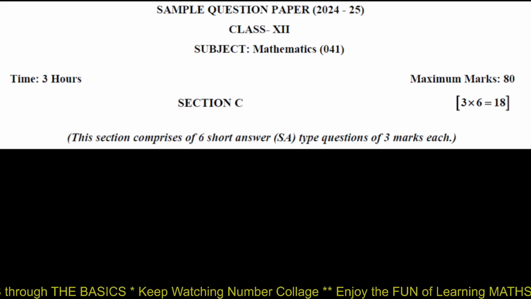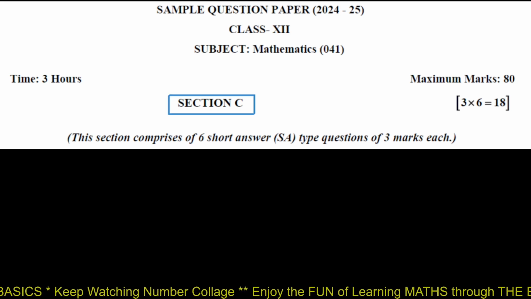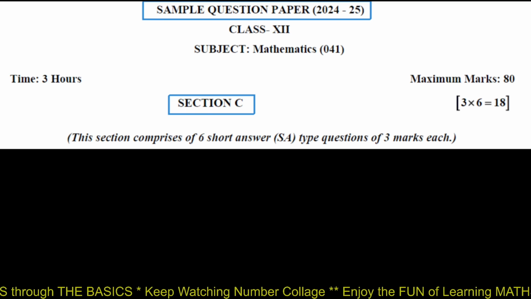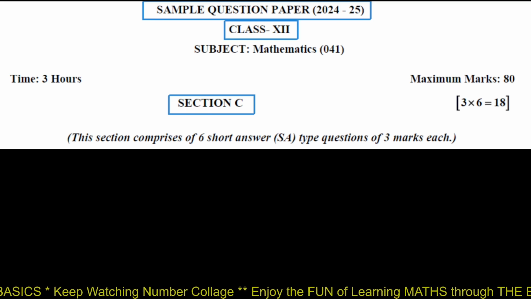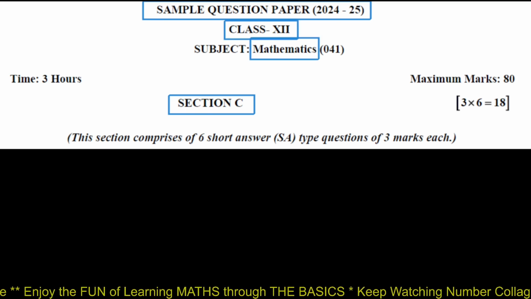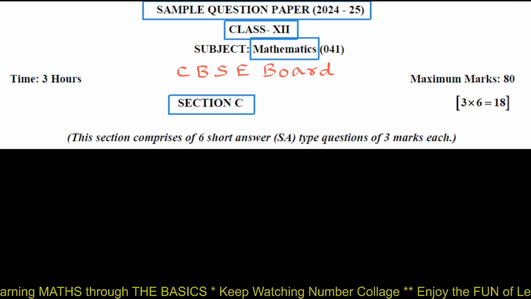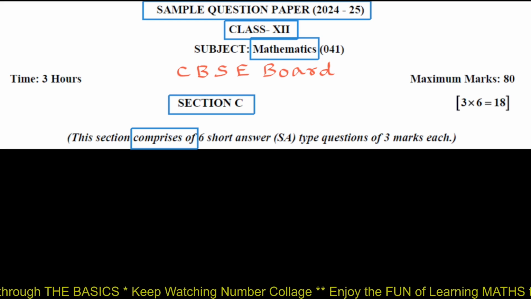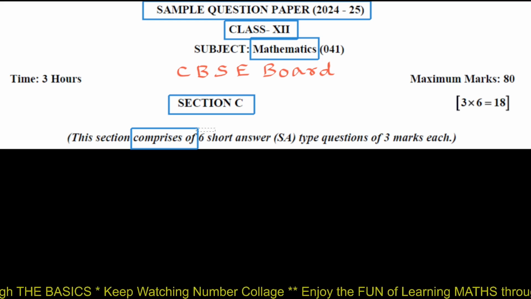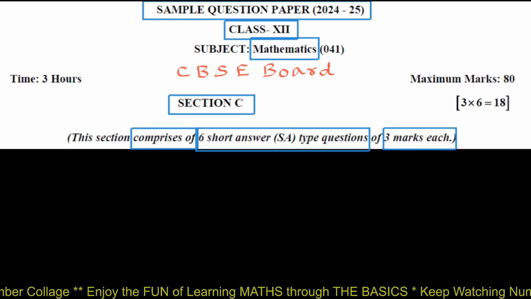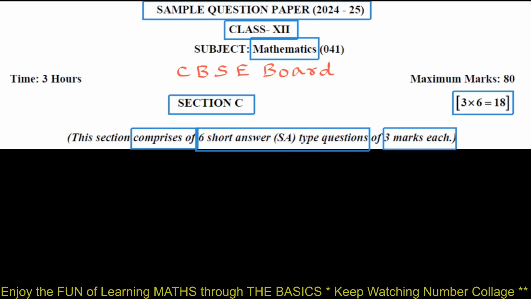In this video, we will discuss Section C of the Sample Question Paper for the Board Exam 2024-25 Class 12 Mathematics as released by CBSE Board. Section C comprises 6 short answer type questions of 3 marks each. So you can get a maximum of 18 marks from Section C.